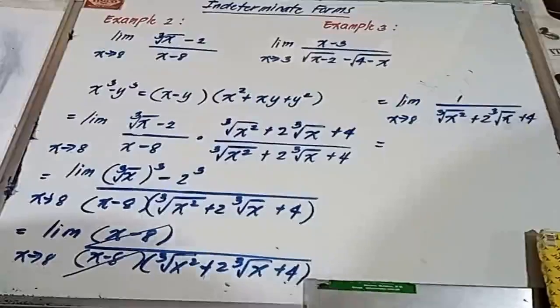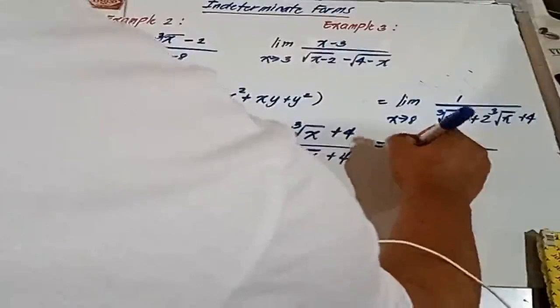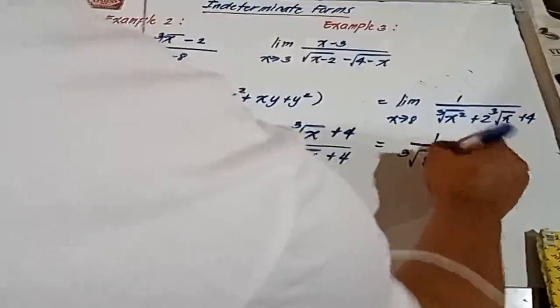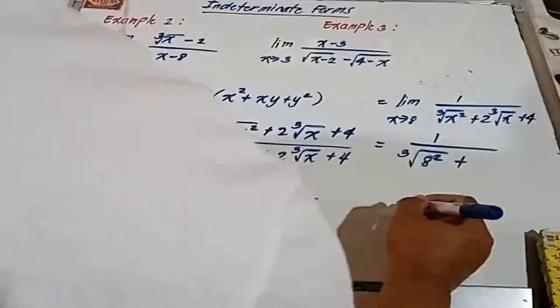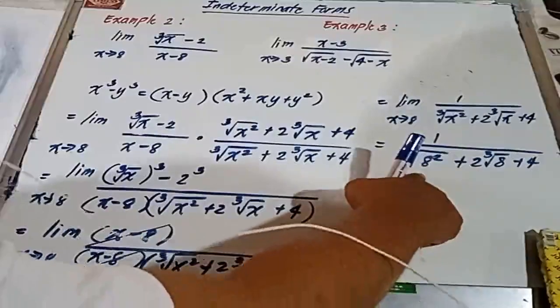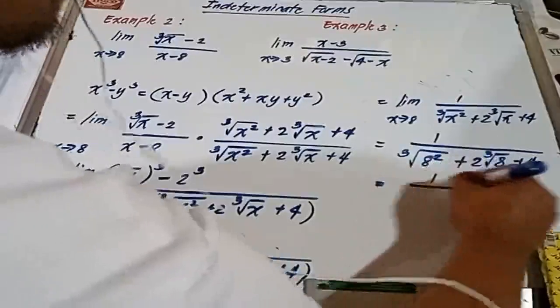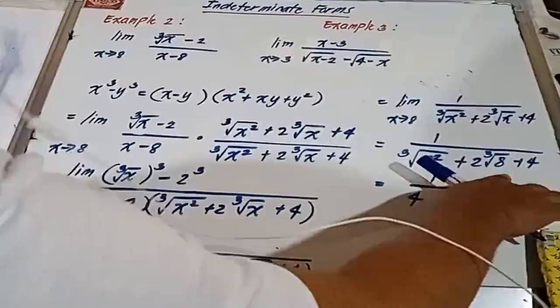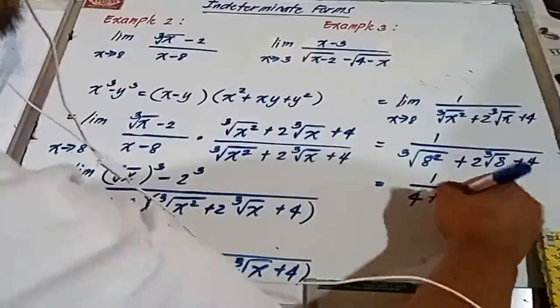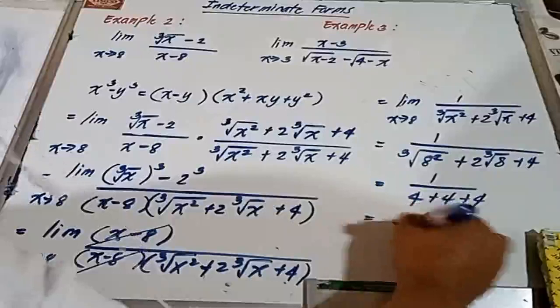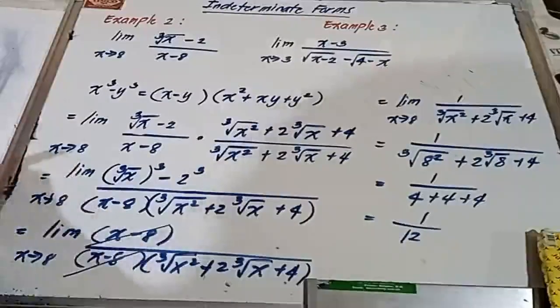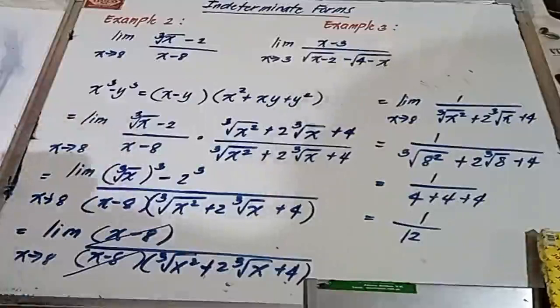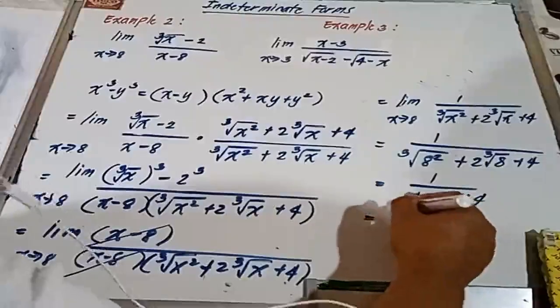Saka natin pwedeng masolve ang limit by straight substitution. So, 1 over cube root of 8 squared plus 2 cube root of 8 plus 4. Okay. This will be 64, and cube root of 64 is 4. 1 over 4. Cube root of 8 is 2 times 2. That is also 4 plus 4. That is 1 over 12. So the limit of this function as x approaches 8 is 1 over 12.